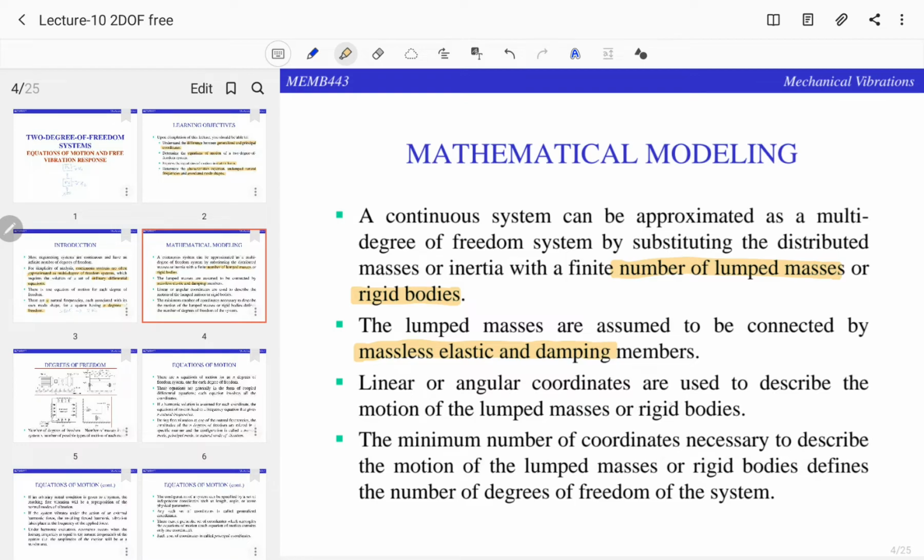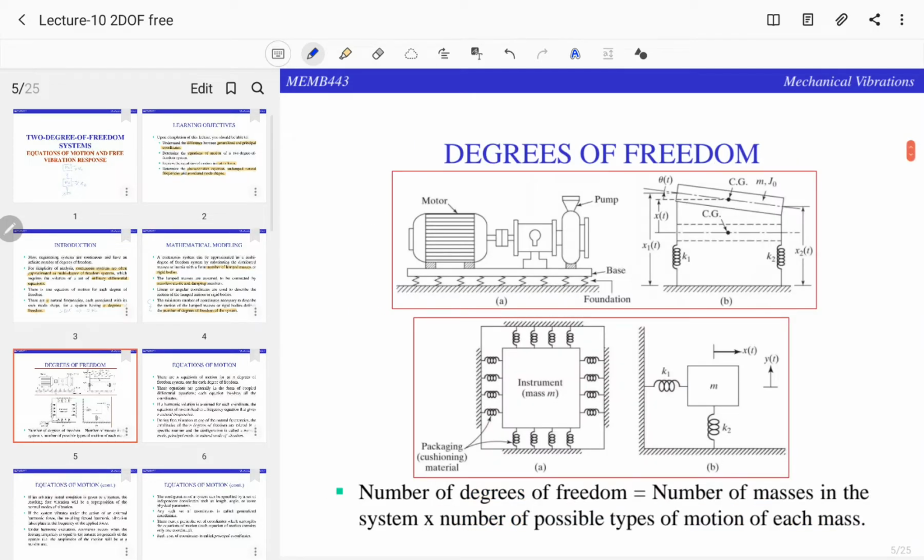Linear or angular coordinates are used to describe the motion of the lumped masses or rigid bodies, and the number of coordinates necessary to describe the motion of lumped masses or rigid bodies defines the number of degrees of freedom of the system. I think we have mentioned the definition of degrees of freedom in our earlier notes. This is one of the examples. The number of degrees of freedom equals the number of masses in the system times the number of possible types of motion of each mass.